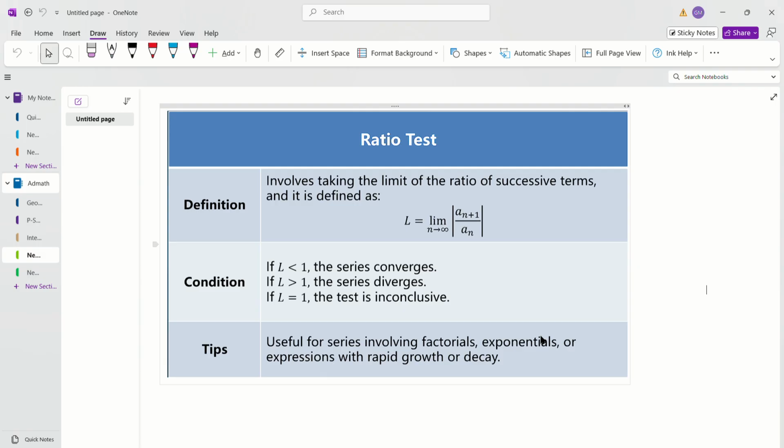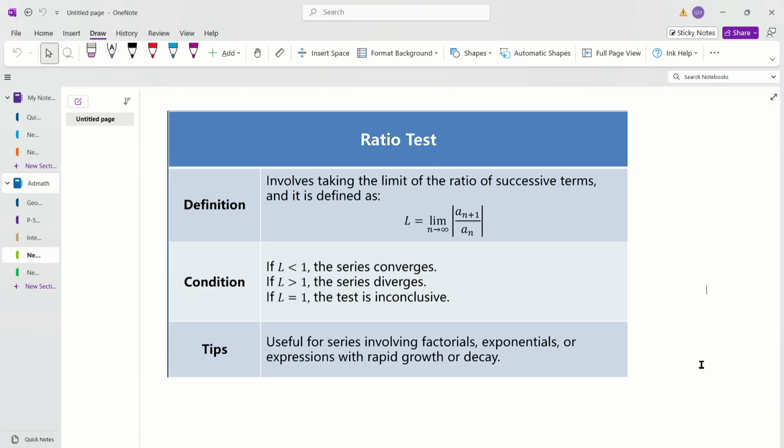So the following conditions. If L is less than 1, the series converges. If L is greater than 1, the series diverges. And if L is equal to 1, the test is inconclusive. In other words, you need to try other tests. This ratio test is useful for series involving factorials, exponentials, or expressions with rapid growth or decay.